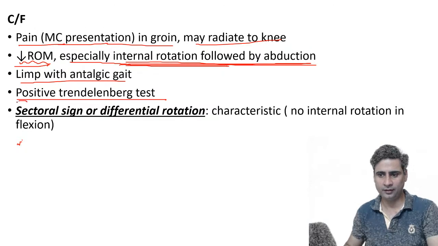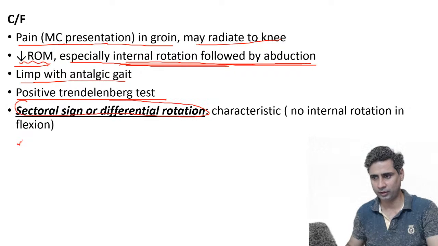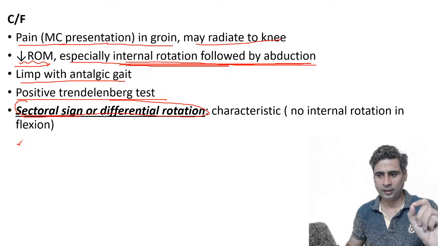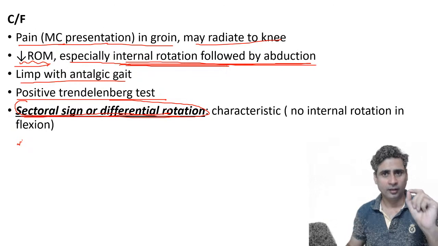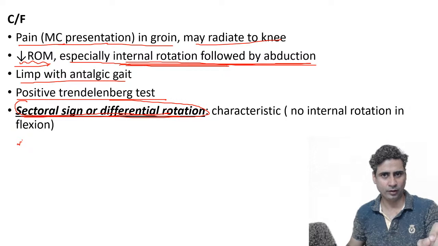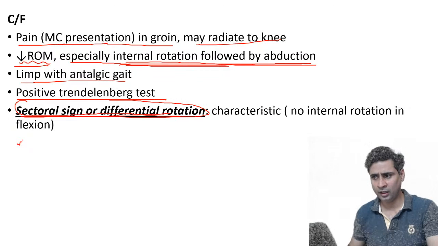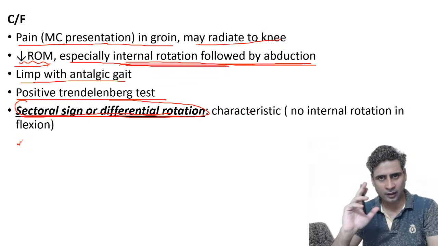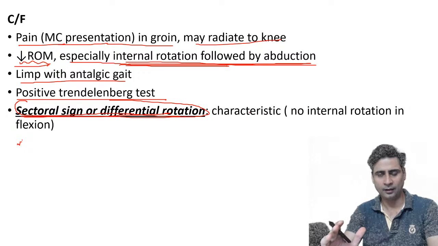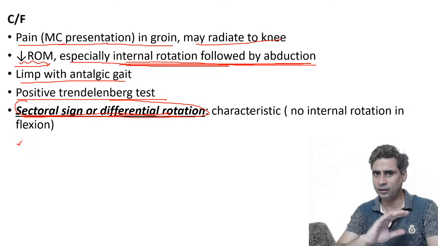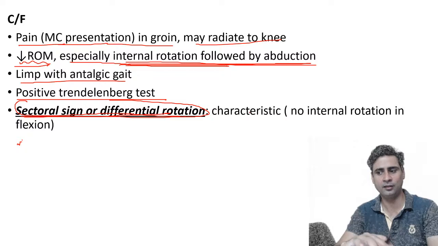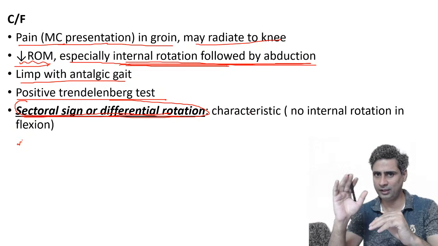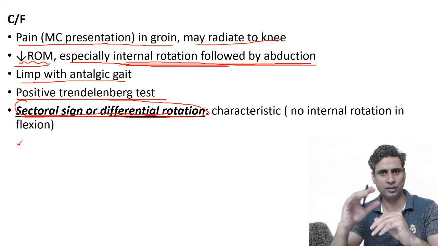One very important sign is the sectoral sign or differential rotation, which is very characteristic. If clinically on examination you find this sign, you can say it is a case of avascular necrosis. What is that? In the extended position of the hip joint, slight internal rotation is possible, but as soon as you flex the hip joint, no internal rotation is possible. That is known as differential rotation: internal rotation is possible in extension but not in flexion of the hip.